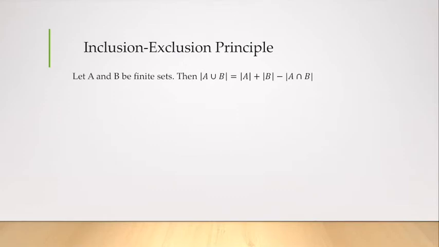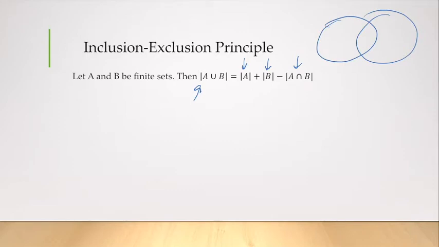The inclusion-exclusion principle is something you've seen before. I believe we talked about it with Venn diagrams. So let A and B be finite sets. Then the size, the cardinality, let's think back to section 1.4. The cardinality of A union B is the size of A plus the size of B minus the size of the intersection.